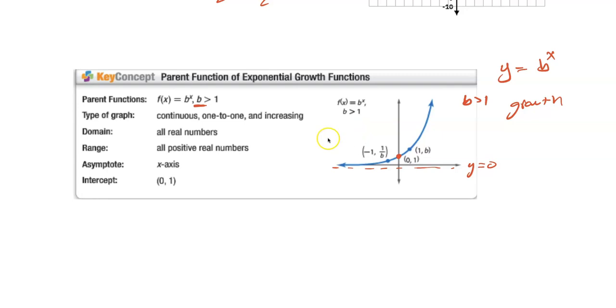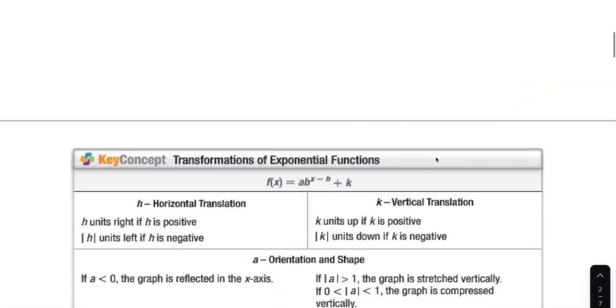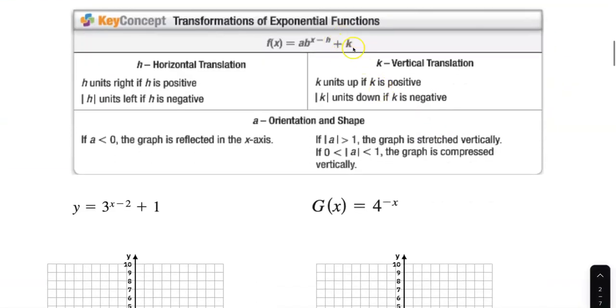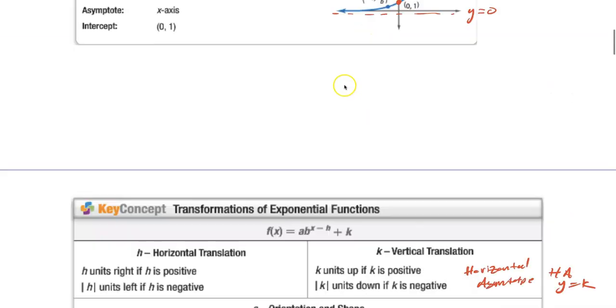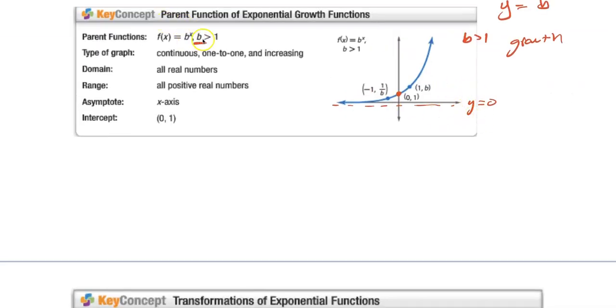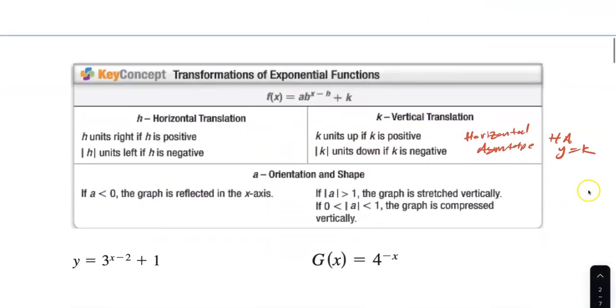Now, much like everything else, this is like our parent function. And then from there, we can move it, right? Anything on the outside, that's k right here, moves it up and down. But also, that is the horizontal asymptote. HA is at y equals k. Because when there's nothing there, like I did up here, it's at 0. So when you have nothing there, it's 0. If you move it up and down, that's the horizontal asymptote. So k is how much you move it up or down, but it's also the horizontal asymptote.